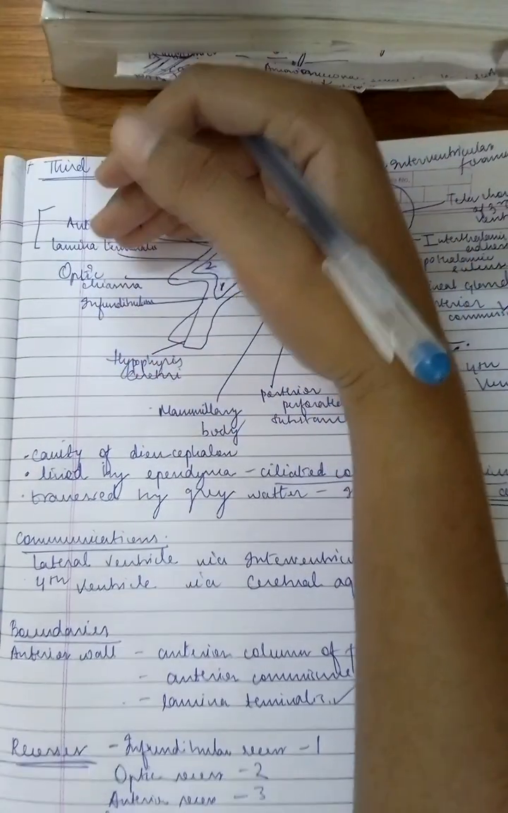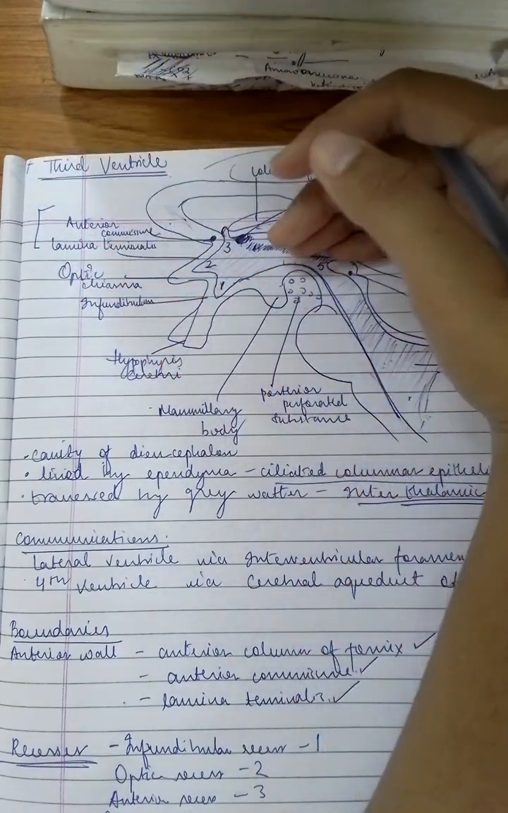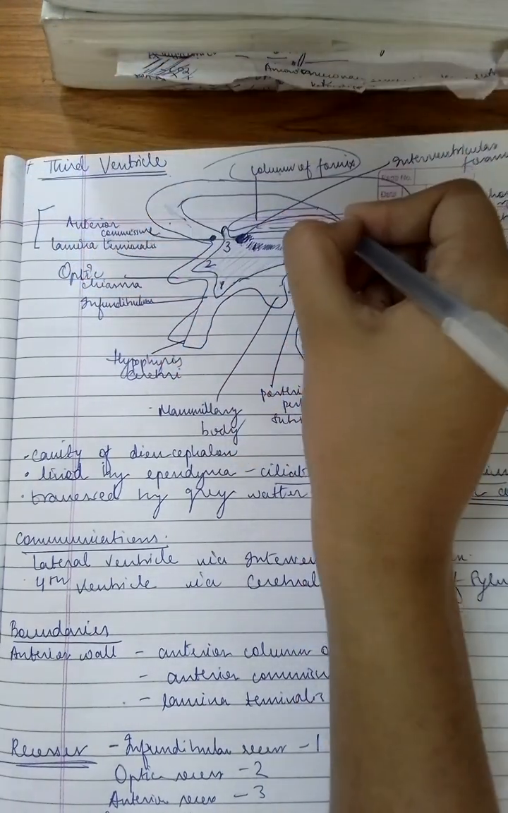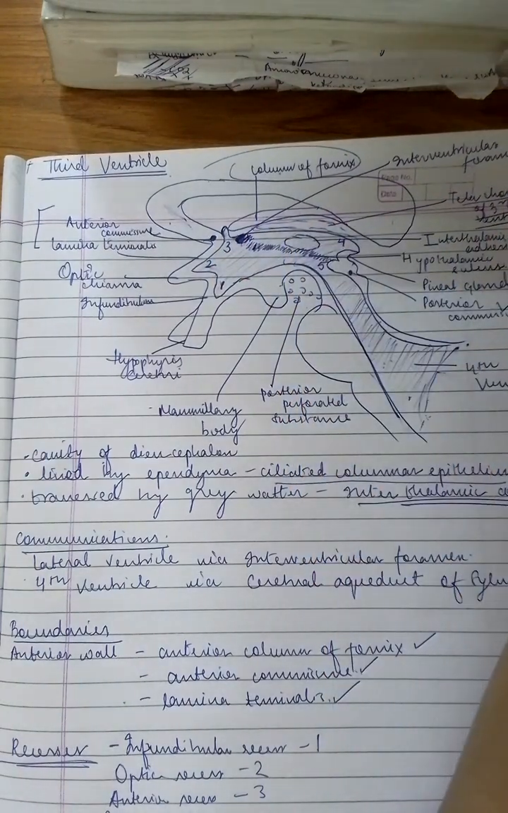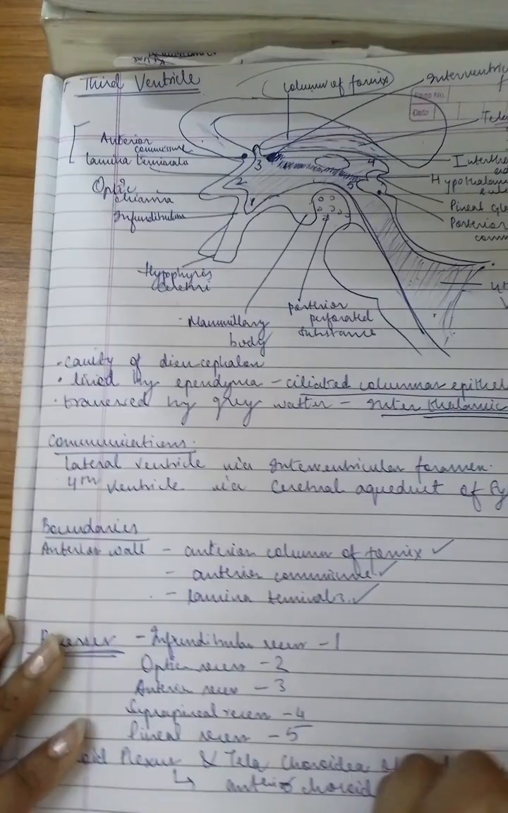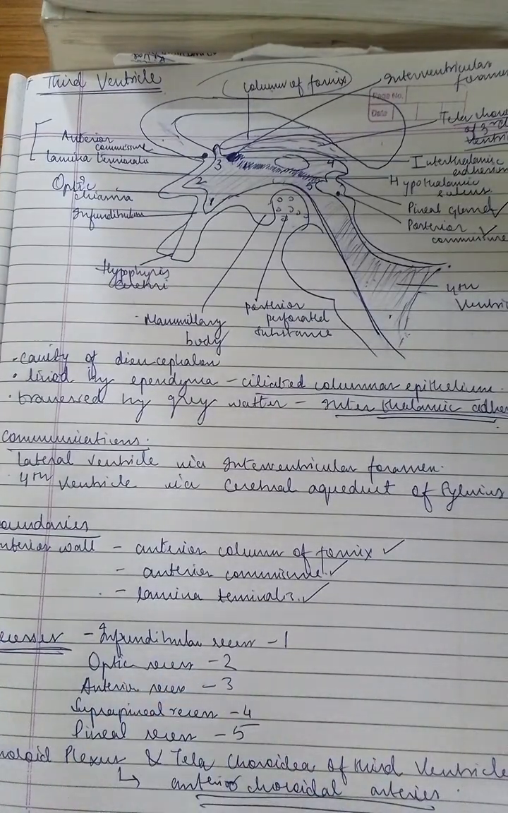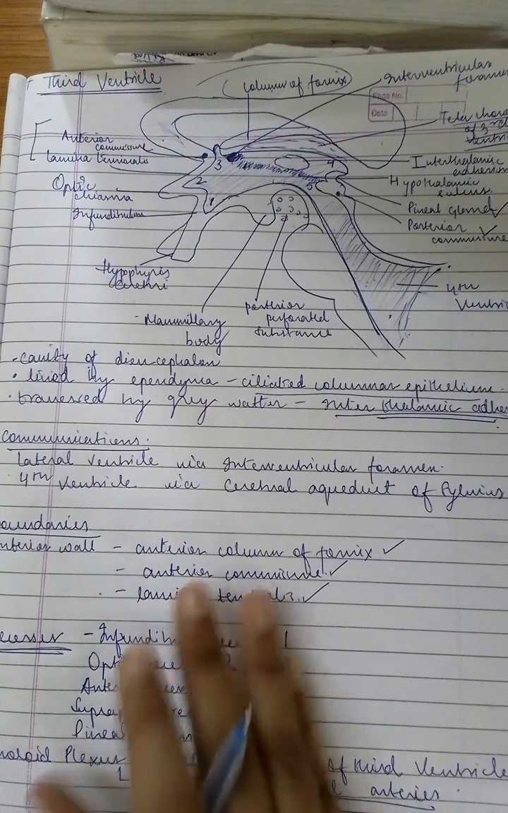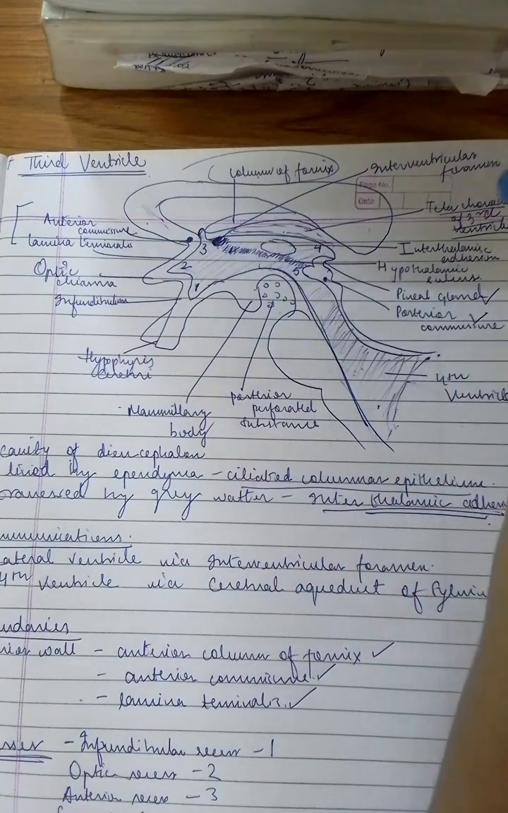floor and the roof. The roof is formed by the ependyma and the tela choroidea. As you can see here, this is the tela choroidea of the third ventricle, which is formed by the anterior choroidal arteries, which you may see. So the tela choroidea and choroid plexus are supplied by the anterior choroidal arteries. So that is present in the roof, and also the ependymal lining is present.